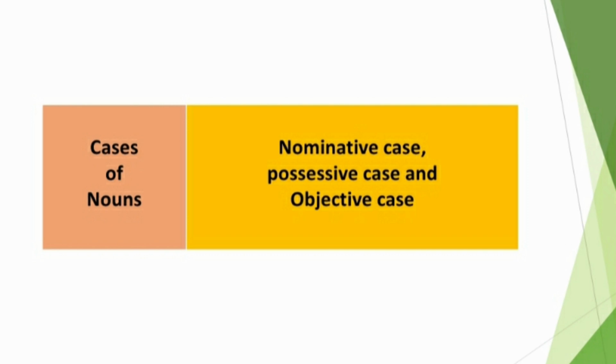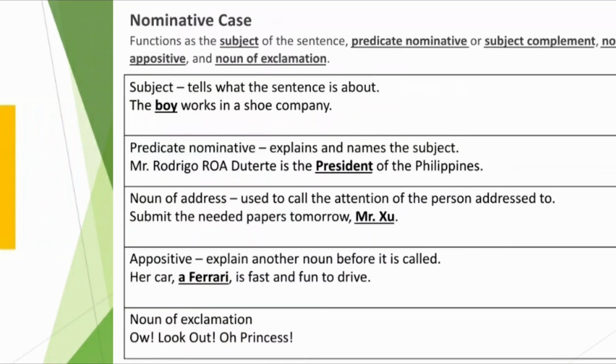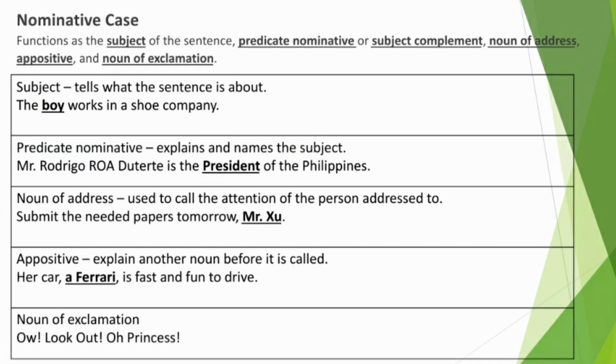In cases of nouns, we have three types: nominative case, possessive case, and the objective case. Let's discuss first the nominative case. When we say nominative case, this functions as the subject of the sentence, predicate nominative or subject complement, noun of address, appositive, and noun of exclamation. It functions as the subject. First, subject tells what the sentence is about.